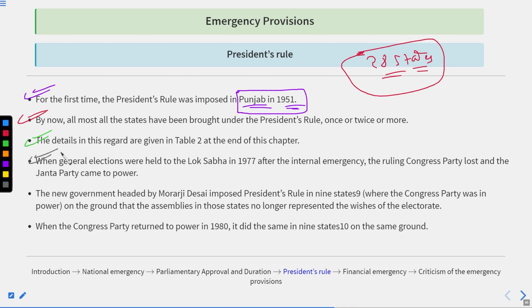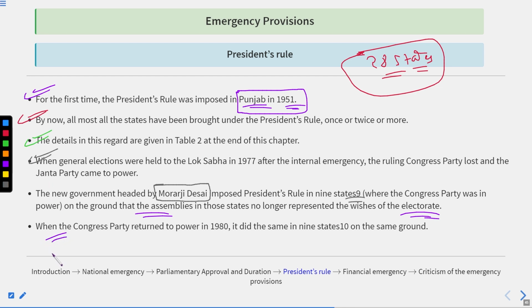Thereafter, when general elections were held to the Lok Sabha in 1977, after the internal emergency, the ruling Congress party lost and the Janata Party came to power. The new government headed by Morarji Desai, who was the prime minister at that time, imposed president's rule in the 9 states where the Congress party was in power, on the ground that the assemblies in those states no longer represented the wishes of the electorate. It means that the Morarji Desai government alleged that the Congress governments were not fulfilling what the people had chosen.